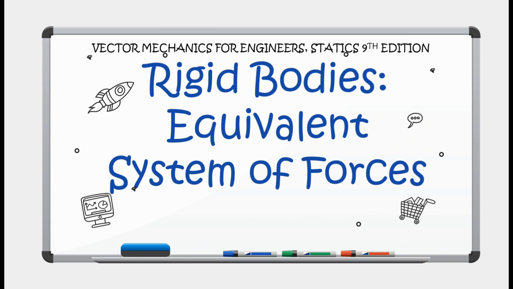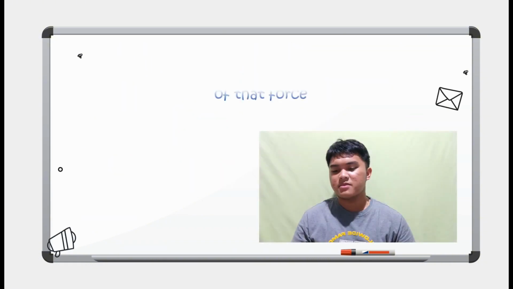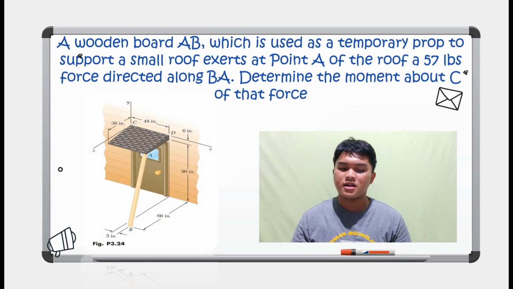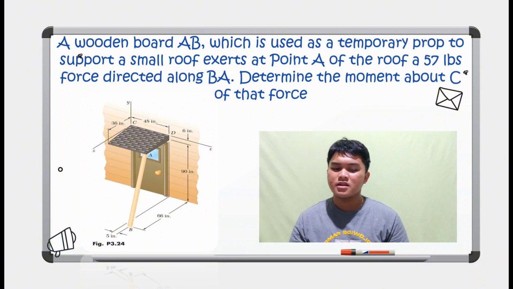So for today's video, we will be solving a problem from a book called Vector Mechanics for Engineers, 9th edition, in chapter 3, Rigid Bodies: Equivalent Systems of Forces, 24th problem. The problem states: a wooden board AB, which is used as a temporary prop to support a small roof, exerts at point A of the roof a 57-pound force directed along BA. Determine the moment about C of that force.